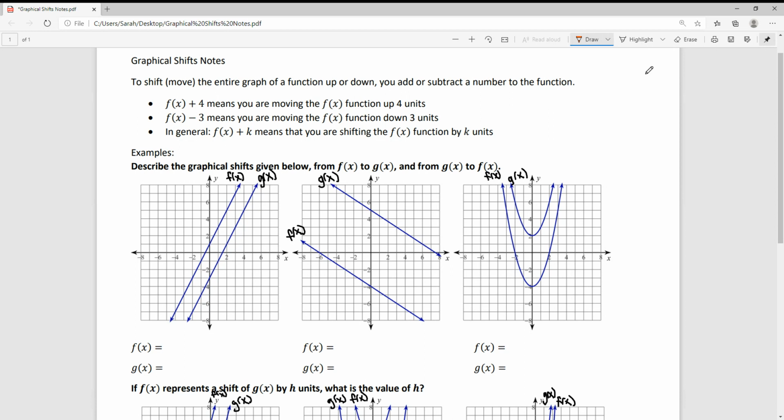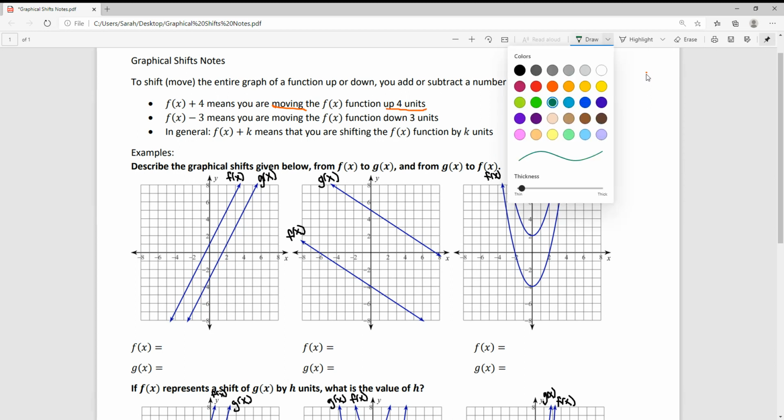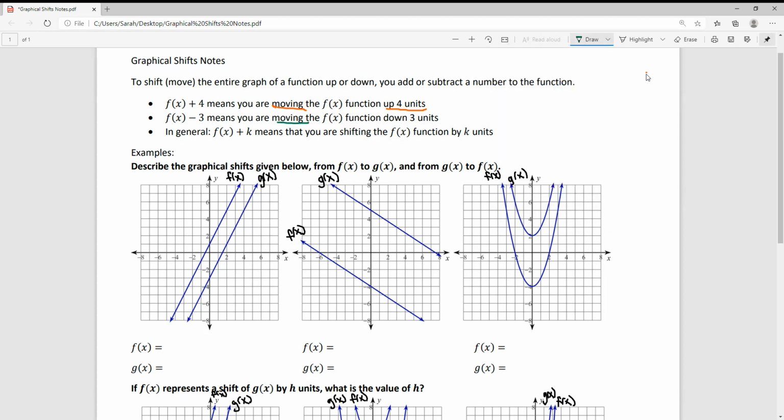The way we write this mathematically is if I write something like f of x plus 4, that means I've taken the entire f function and moved it up 4 units. Whereas if I have f of x minus a number, for instance minus 3, that means I'm moving the f function down 3 units. So plus is up, minus is down. In general, we often use the letter k for this. F of x plus k means I am moving that f of x function by k units. Or if you're looking at a graph, how many boxes did I move? One box is 1 unit.